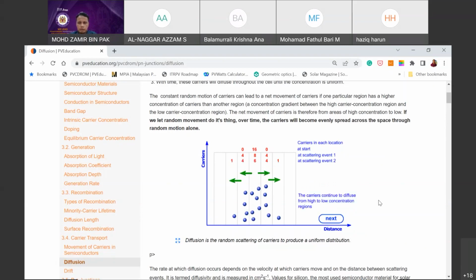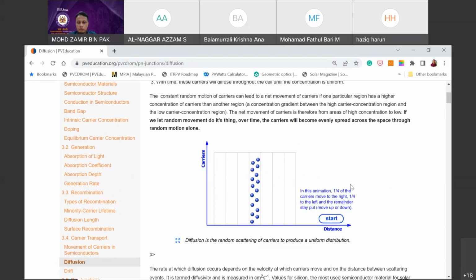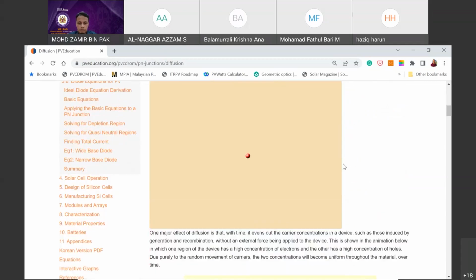So you can see more and more, and they are experiencing some scattering events as well. The carriers continue to diffuse from high to low concentration region. So keep moving. Along the movement, there'll be some scattering between the particles themselves, right? The process continues until uniform concentration results, until you have a uniform distribution of particles in all the areas.